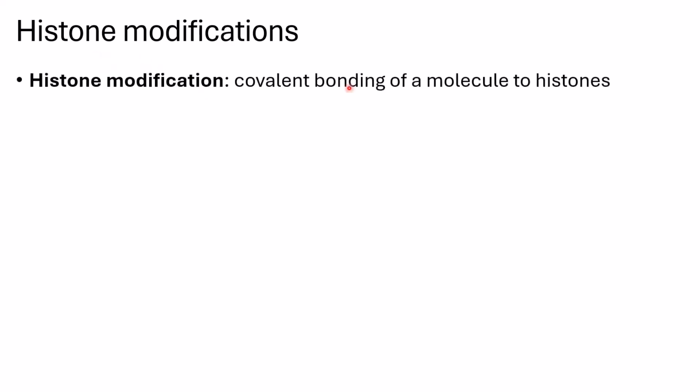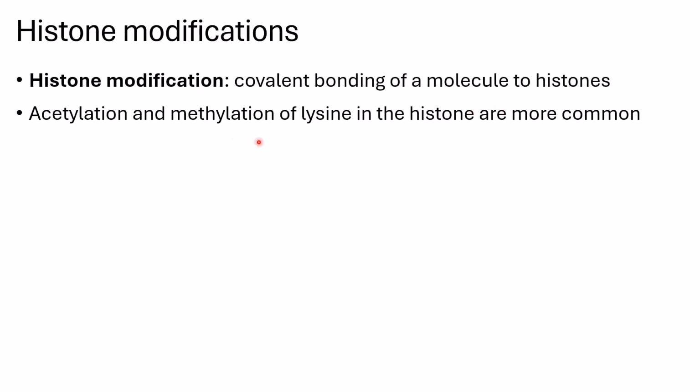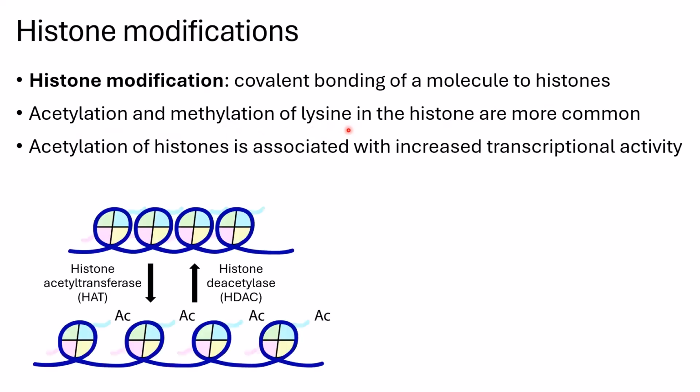Another type of epigenetic modification is the covalent bonding of various molecules to the histones that DNA is wrapped around. There are many possible types of modifications, but the most common are acetylation and methylation of lysines. Lysine is a positively charged amino acid, so the negatively charged DNA is attracted to the lysine and wraps more tightly around the histone, closing it off and preventing transcription.